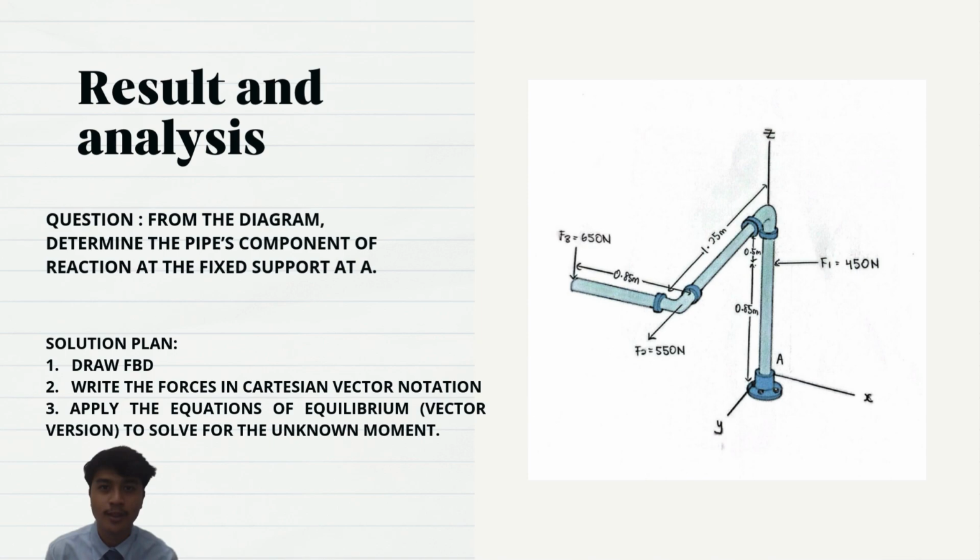Okay, so for result analysis, here is our question. From the diagram, determine the components of reaction at the fixed support at A. So our solution is, we need to draw the FBD and then write the forces in Cartesian vector notation. And lastly, we need to apply the equations of equilibrium to solve for the unknown moments.